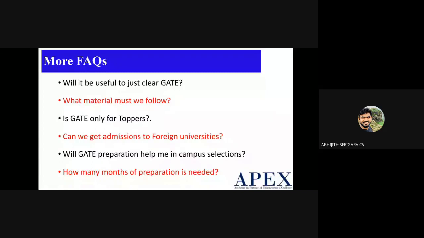But there are other foreign universities also. If you clear GRE, GRE is a basic thing. After GRE, if you want to get selected to top universities, for example, one of the top 100 universities of the world, which is US based, if you clear GATE, there is a possibility that you can get selected there. Although they don't say it outright.